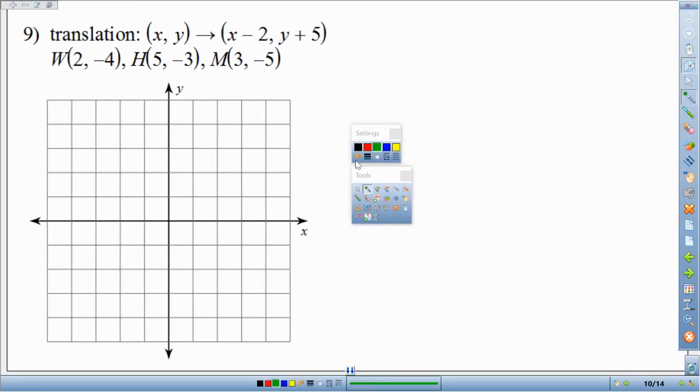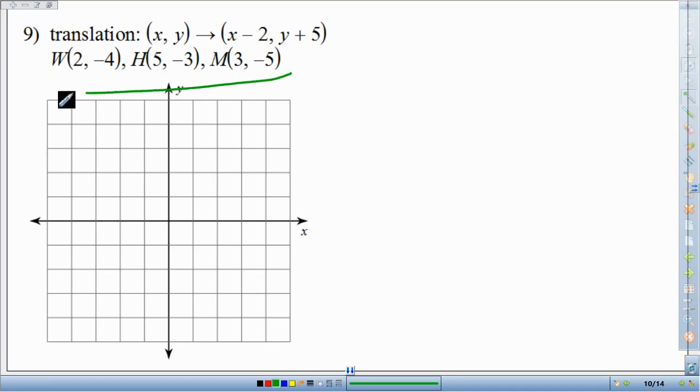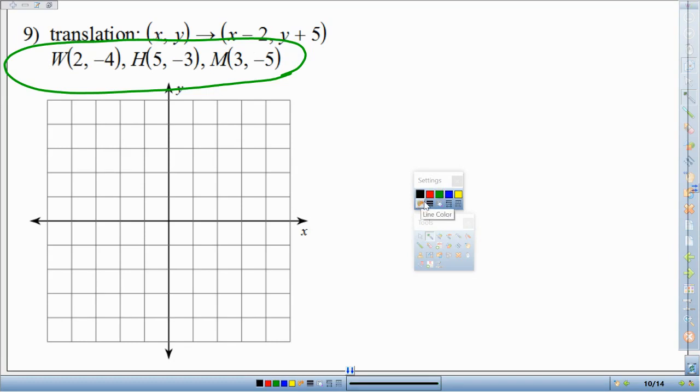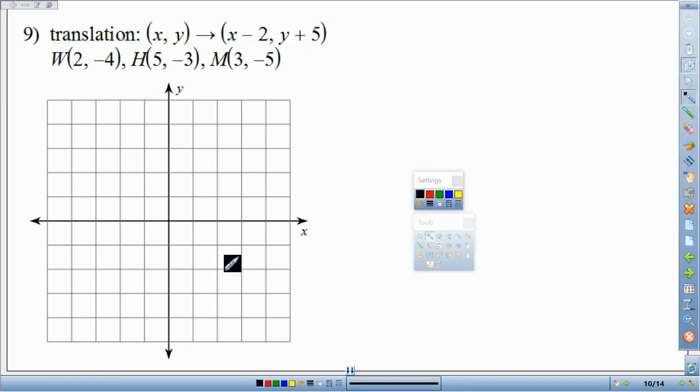All right, so it's kind of out of order with how they're giving you this information. We want to focus on these points first because we want to get them onto the graph to then do our translation. Okay, so let's go ahead and do it. It looks like W is going to be at (2, -4).